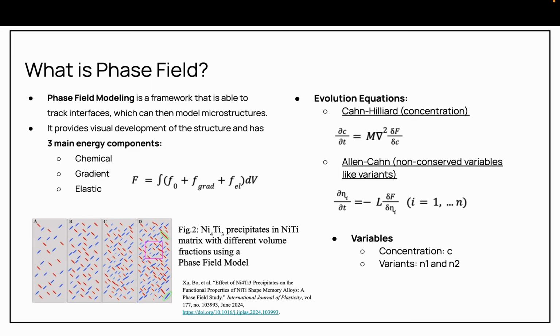Shown is an example of Ni4Ti3 precipitates in a nickel-titanium matrix using phase field modeling. This is similar to what we would like to accomplish, but in our model we have been using nickel-titanium-hafnium instead of nickel-titanium.